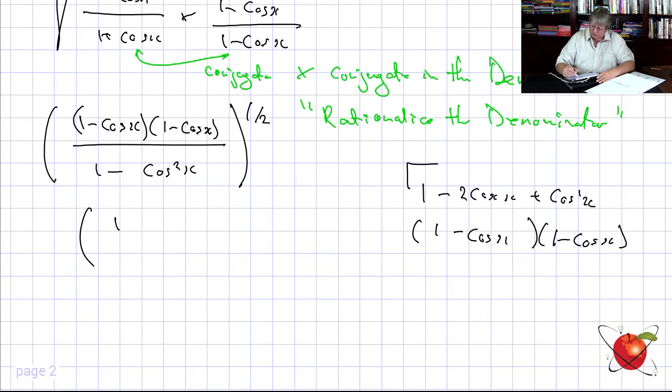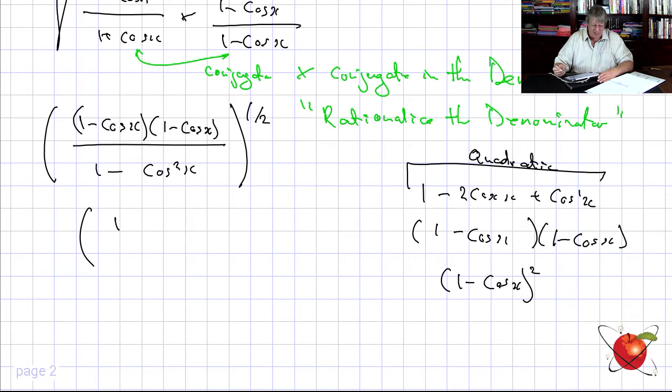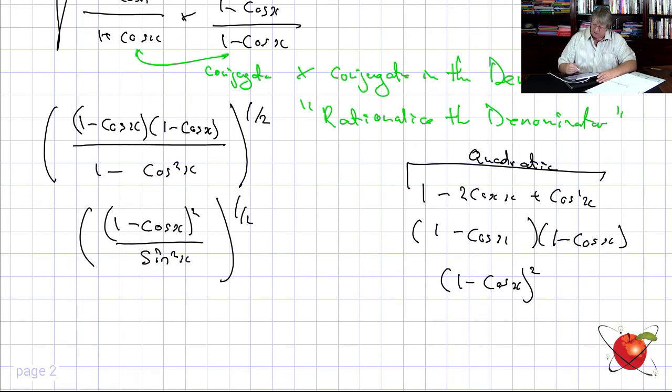This is a quadratic. It's a 1 minus, and what is that? That's 1 minus cos x squared, right? So what do I get? I get 1 minus cos x squared over 1 minus cos squared, which is sine squared x, all to the power of a half.